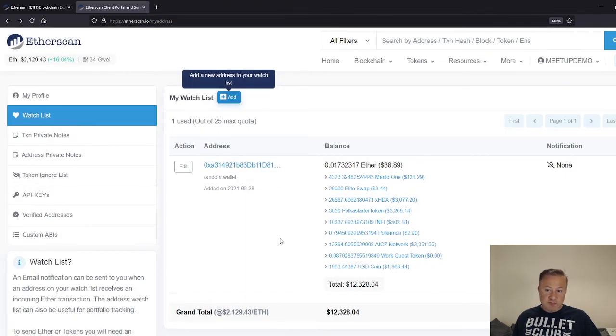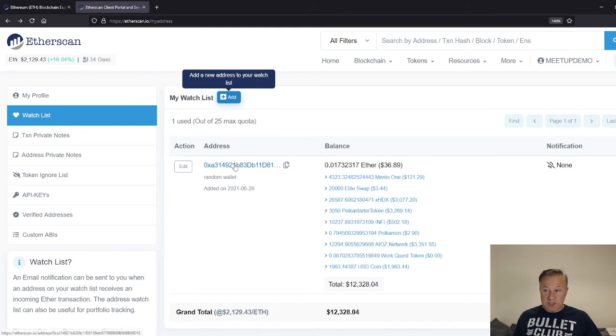So the address that I've put in there, I said it would show you what's in there. So the address that I picked, the random wallet, you can actually see the balance of the wallet. So Ethereum wise, they've only got around $36 of Ethereum in there, 36, 37. But what you can also see on there is the other tokens they hold that are ERC20, and they've got just over $12,000 worth of crypto within that wallet. So you can see all of the different cryptos they've got in there. Some USDC, some Polkastarter, and so on.